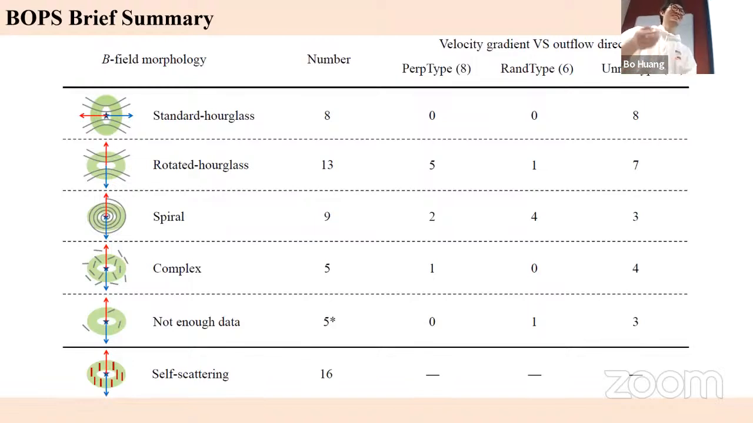Thanks for the useful comments to produce this image. So we have one source with the magnetic field morphology of a standard hourglass, 13 with rotated hourglass, and 9 with spiral pattern magnetic field. And we also find 16 self-scattering cases.